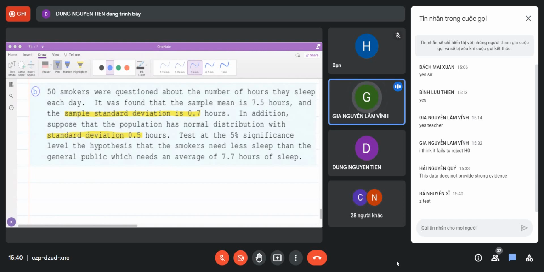I think it's the Z test because we already have the population standard deviation. We do have the sample standard deviation, I think. We have both.